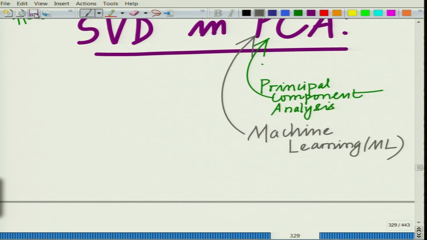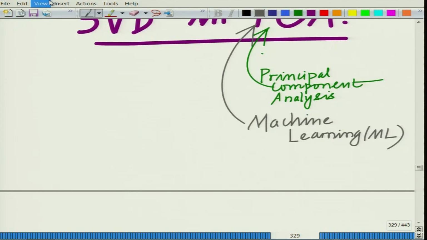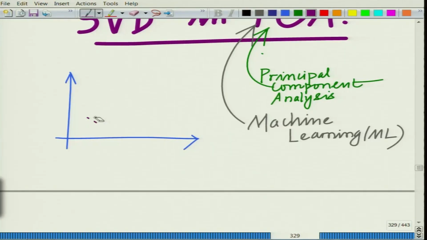And what is the relevance? You might already remember what PCA is used for. PCA is essentially used to find the principal axis or the directions along which the data that is available has the largest spread. For instance, let's take a very simple example. You have data like this, and you can clearly see this is the direction along which the data has a large spread.